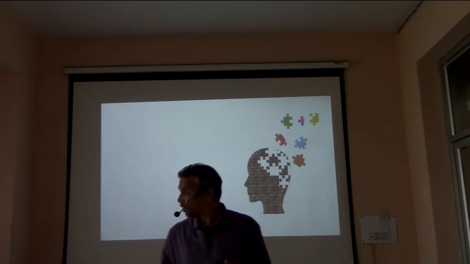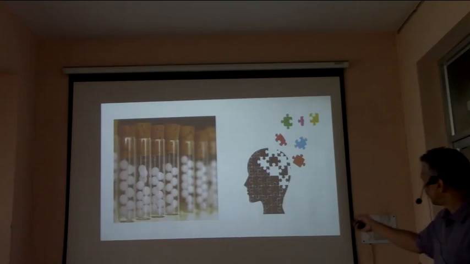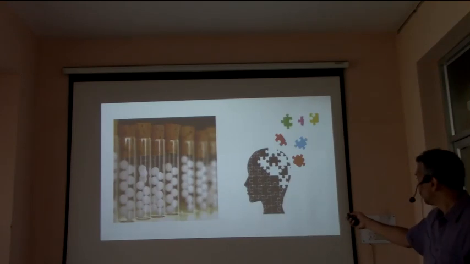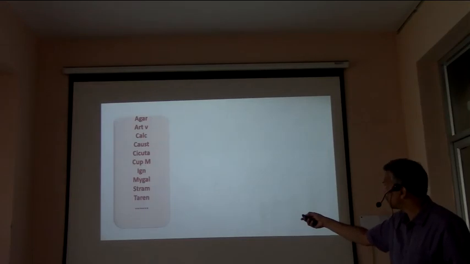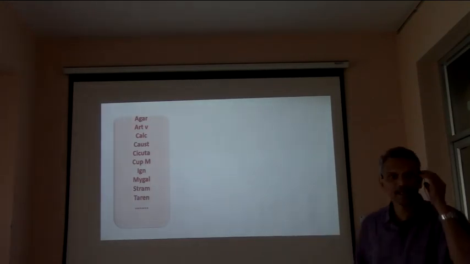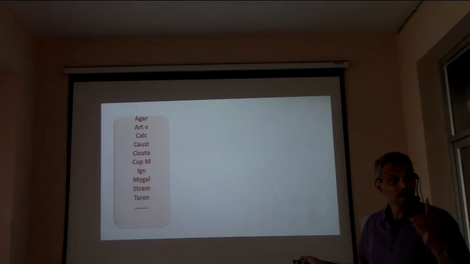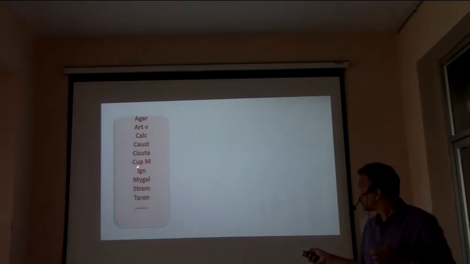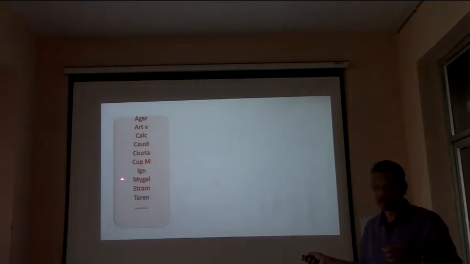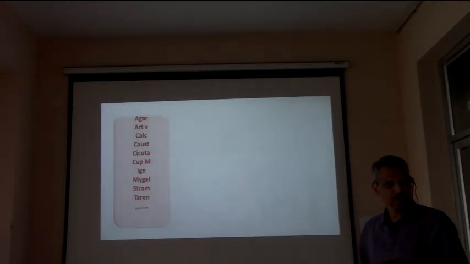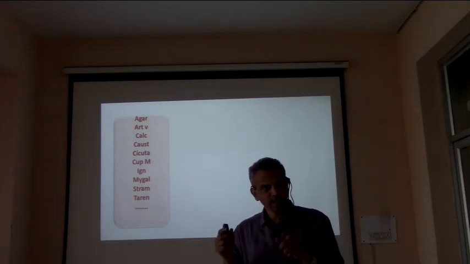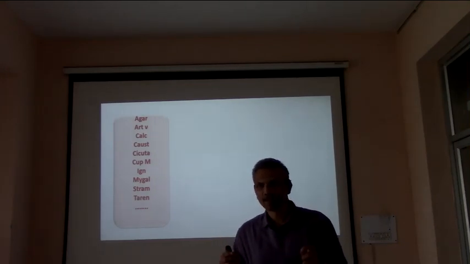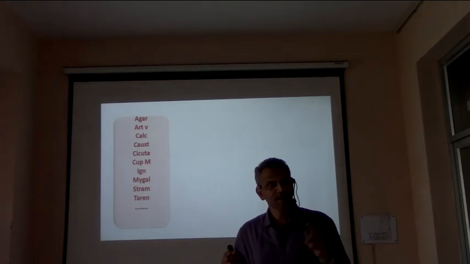Cicuta, good, Cicuta. I was just looking into the repertory, I wanted you to recall the other homeopathic remedies which you have already done. Agaricus, Artemisia vulgaris, Calcarea, Causticum, Cicuta, Cuprum, Ignatia, Mygale, Stramonium, Tarantula, and you see many more dots. There is a huge number of remedies given in your repertory. Where do you see chorea in the repertory? Okay, so it is seen under generalities.